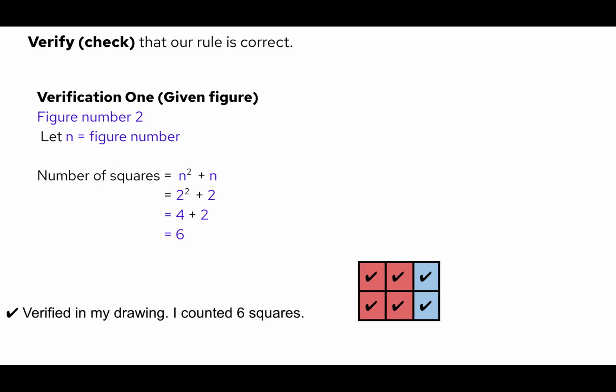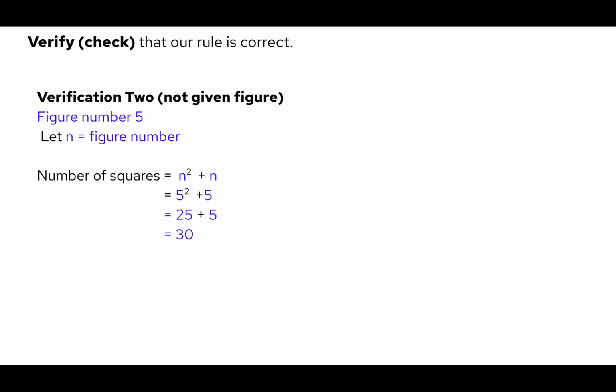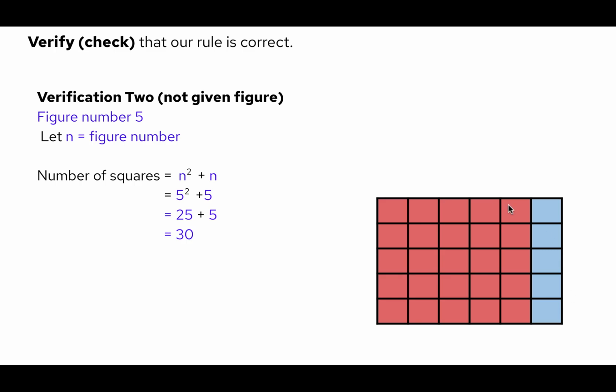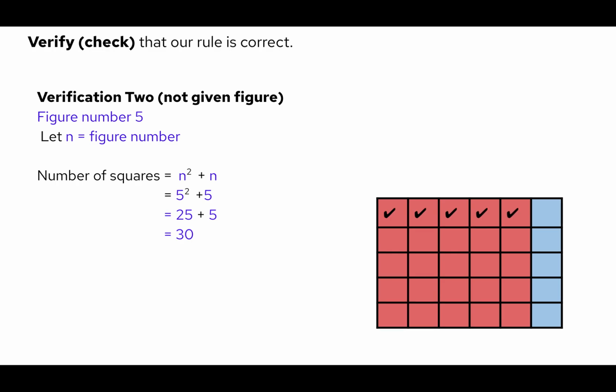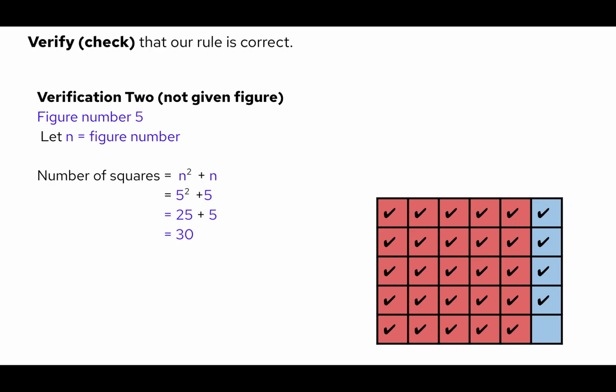Now let's try one that's not given. In this case, we're going to try figure number 5. For figure number 5, again, n equals the figure number, so the number of squares should equal n squared plus n. I replace n with 5, so 5 squared plus 5, 25 plus 5, and the sum is 30. So therefore, if I draw it out, I should have my 5 by 5 squared, because that's the figure number, which is 25 plus 5 more. Let's count it to make sure that it's 30. And I'm checking. And sure enough, it counts up to 30. So I verified in my drawing, I counted the 30 squares.